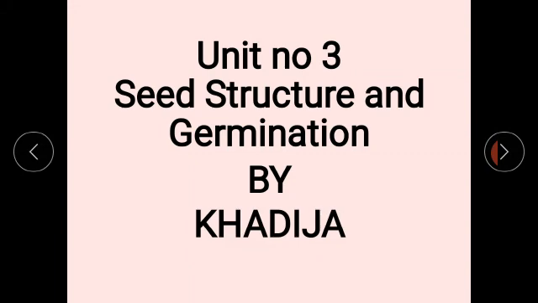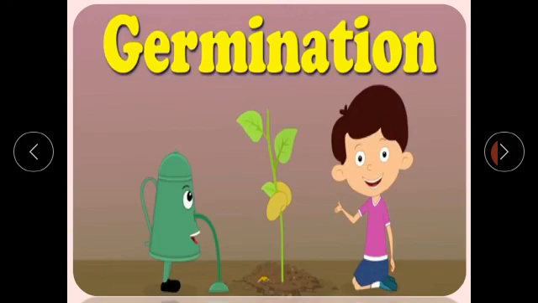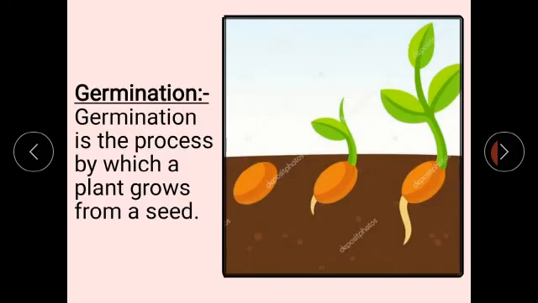We are studying unit number 3, seed structure and germination. Today we will study about germination. What is germination? Germination is the process by which a plant grows from a seed. You can see in this picture, this is a seed and a plant is growing from a seed. So germination is the process by which a plant grows from a seed.